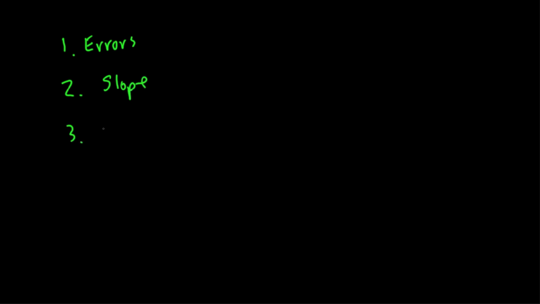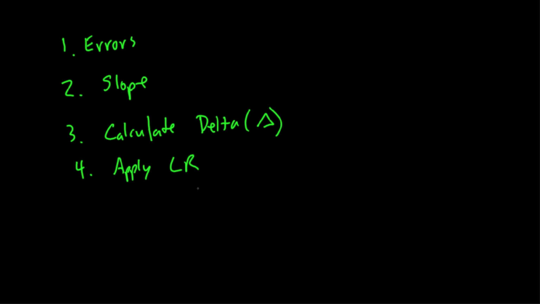Three, we need to calculate our delta. And then four is apply the learning rate, which will also end up updating our weights, W, and our biases, B. Okay, so this is kind of the steps that we're going to take to do the backpropagation.